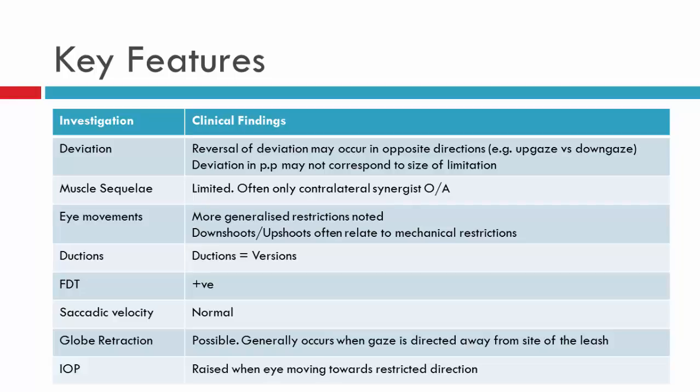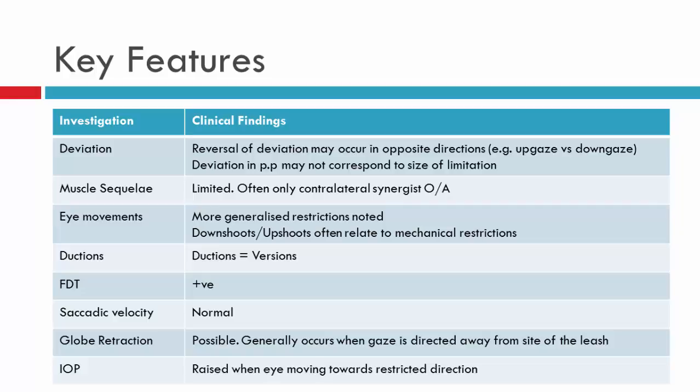And finally, let's have a chat about some of the key features of mechanical restrictions. Now, all the features that we see here are not necessarily going to be a part of one condition, but these are some of the things that are representative of mechanical restrictions. So in terms of the deviation, often we'll see reversal of a deviation. So in up gaze it might be a right on left, and in down gaze a left on right. Now you know already that this can occur in other conditions such as bilateral fourth nerve palsy, so it's not a definitive test, but it is an indicator that you may have a mechanical restriction.